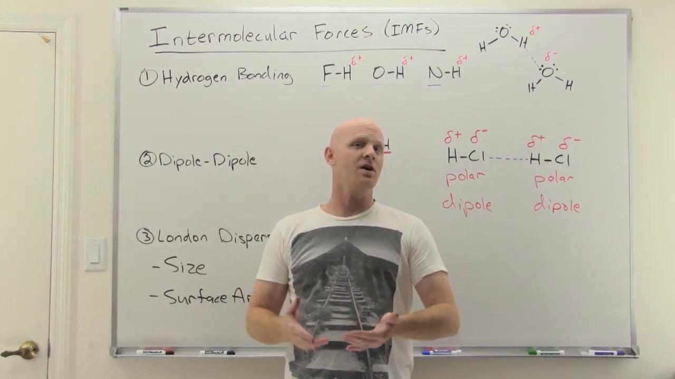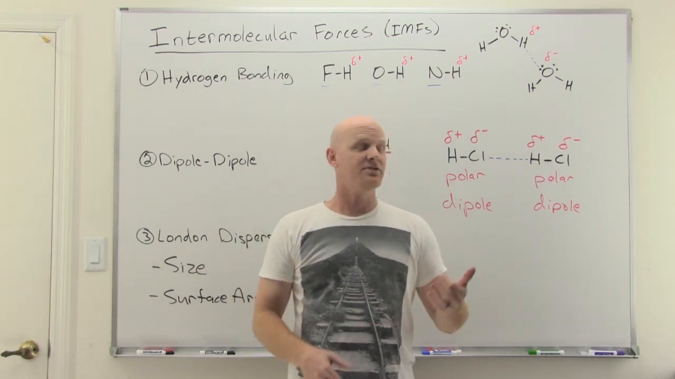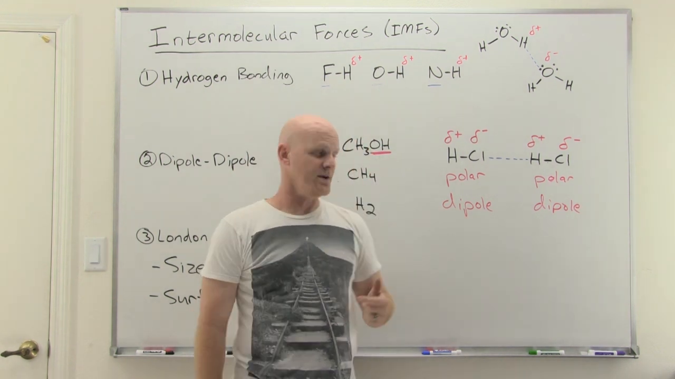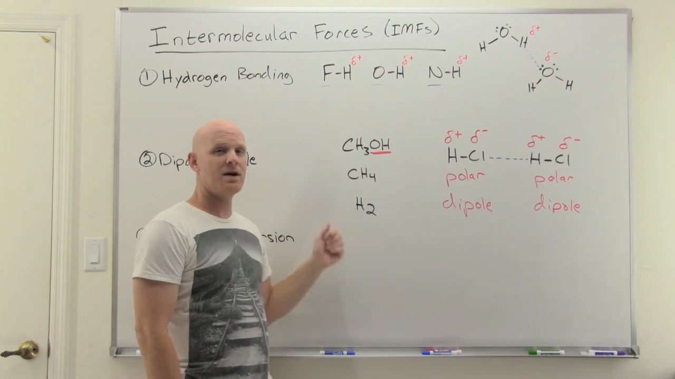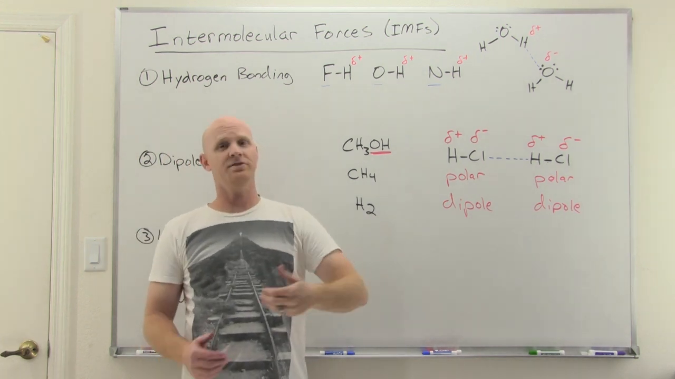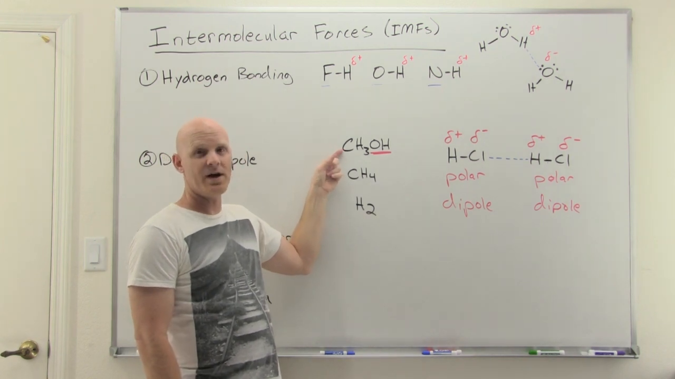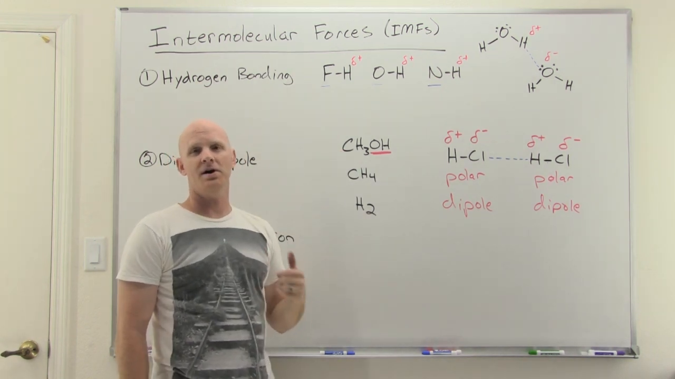And again, the stronger they are, the more energy that's going to take as well. And so higher intermolecular forces leads to a higher boiling point and a higher melting point. And so if I said which of these three compounds has the highest boiling point or the highest melting point, you'd say the one that had the strongest intermolecular forces, CH3OH, again being capable of hydrogen bonding.